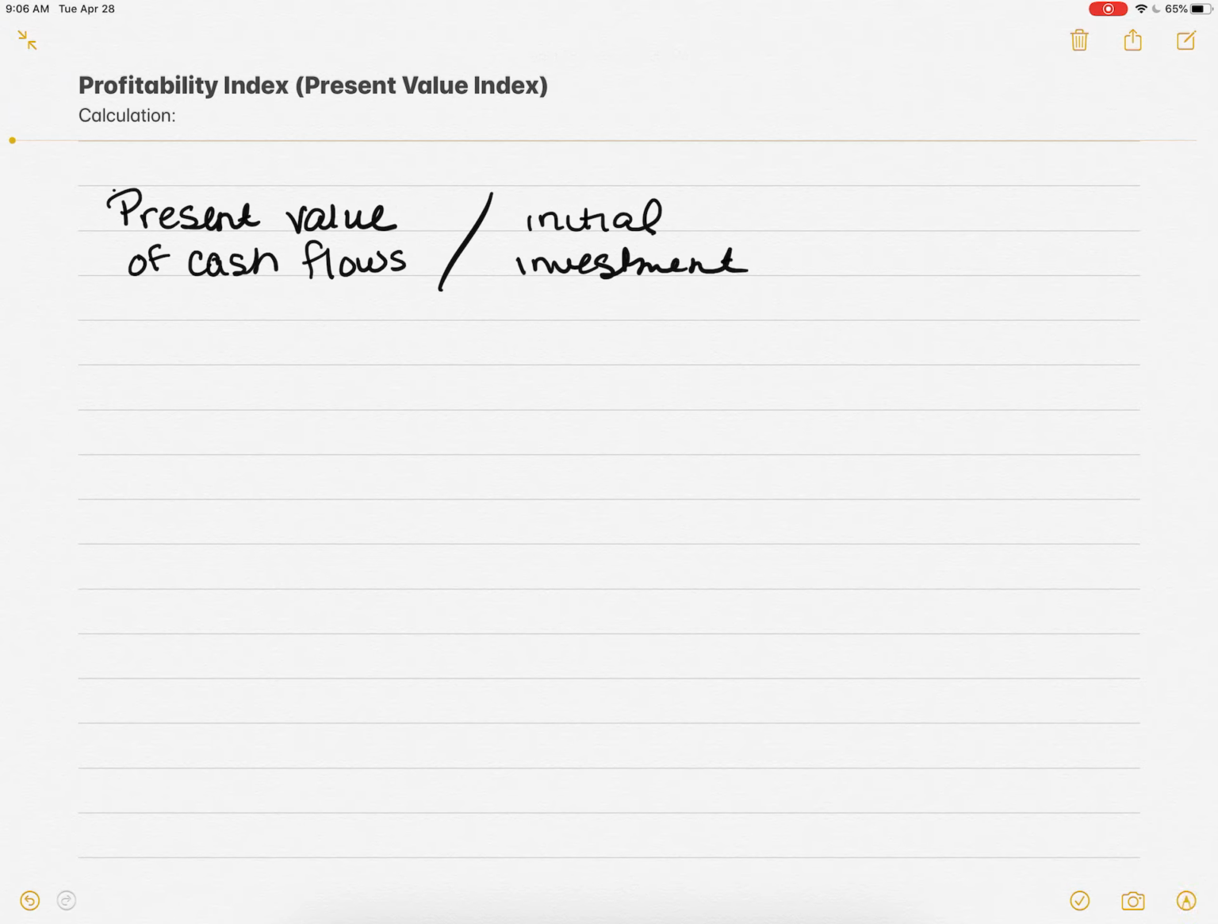So for that problem we just did, our present value was 66,028. Our initial investment was 200,000, which gives me a profitability index of 0.33. This is just used to compare different alternatives. You want that number to be above 1 because that means you're making money.